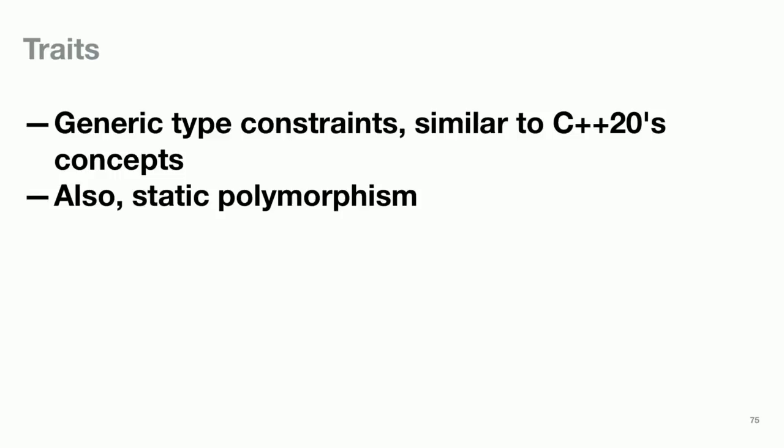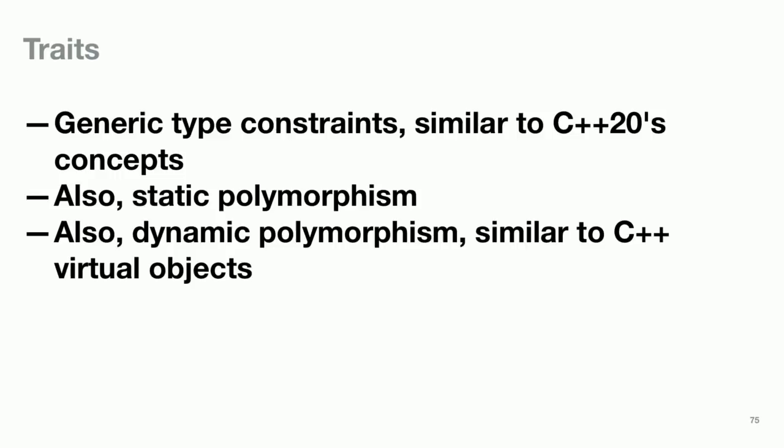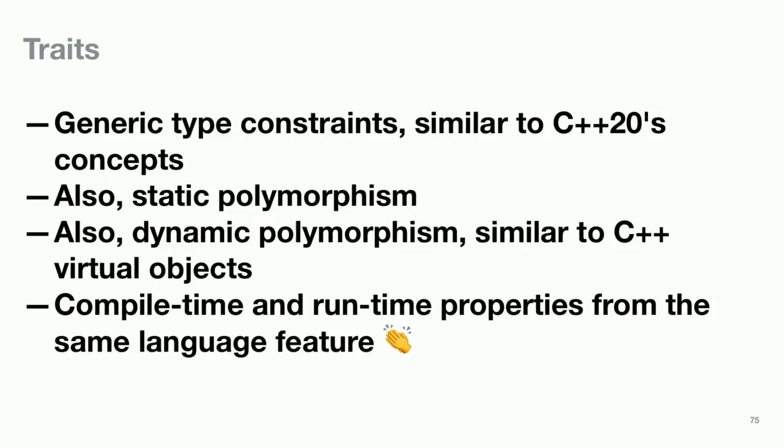So traits are generic type constraints similar to C++20's concepts, also offer static polymorphism functionality, and also dynamic polymorphism similar to C++ virtual objects. And having the same language feature providing all of this functionality is really quite remarkable, I think, and it's one of my favorite things about Rust.